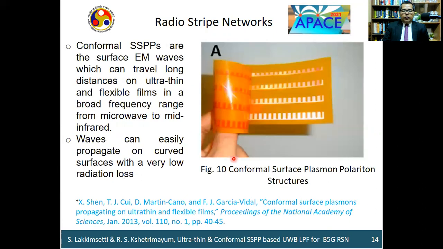As an extension of this work, Professor Cui and others proposed in 2013 that we can make conformal surface plasmon polariton structures. These structures can be made conformal to any surface. So our idea is, why not use this and implement radio strap networks, because this can be rolled out and stuck on any surface. Same idea we have for the radio strap networks. So this conformal SSPP structure can be used for implementing radio strap networks.